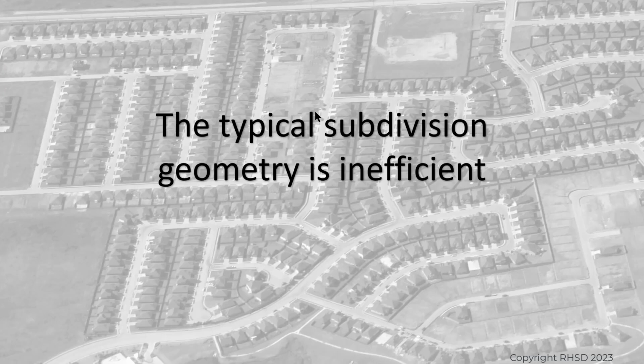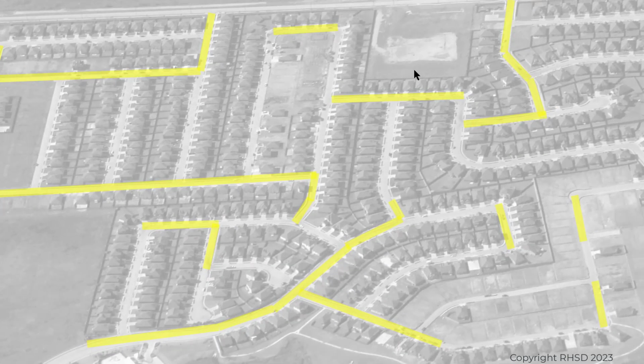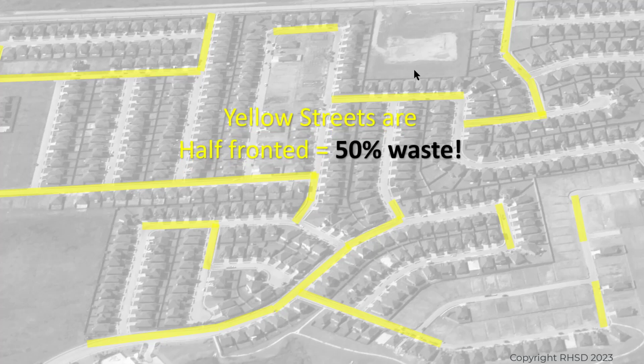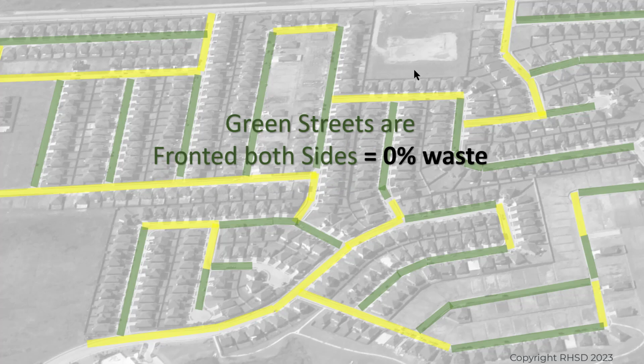This is the typical subdivision geometry that you'll find anywhere on the planet. So where is the waste in this design? The streets we see in yellow, they're half fronted. What does that mean? Well, one side of the street has homes fronting it. The other side of the street has homes that are either siding it or rearing it. That's 50% utilized. Now, when we take a look at a street that's 100% utilized, that means there's a home fronting both sides of the street, which means 0% waste.